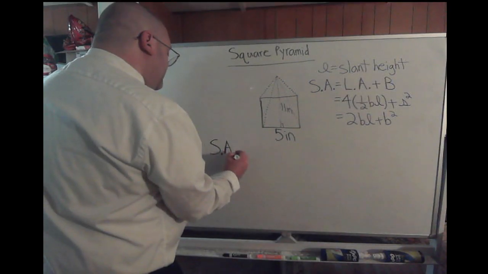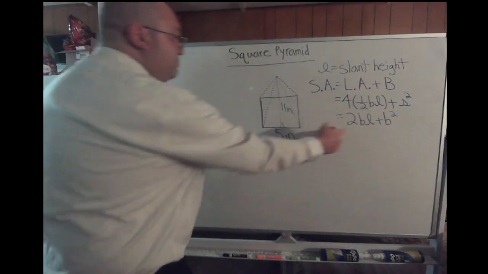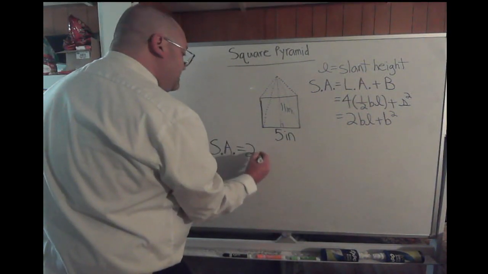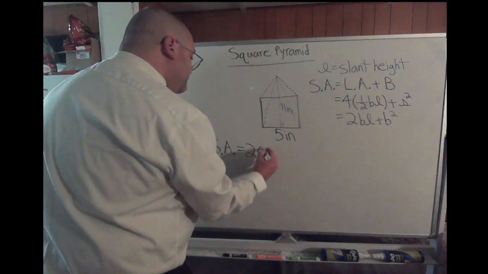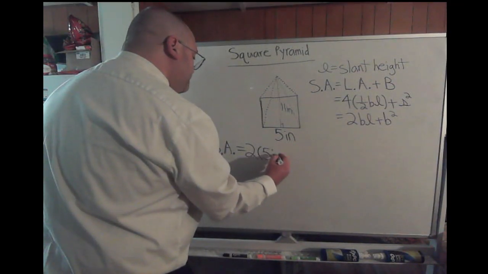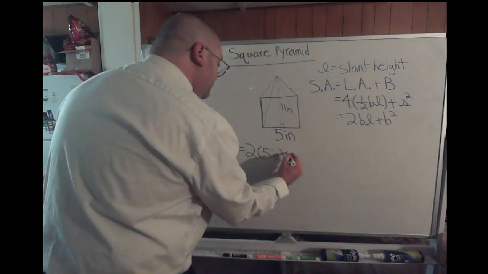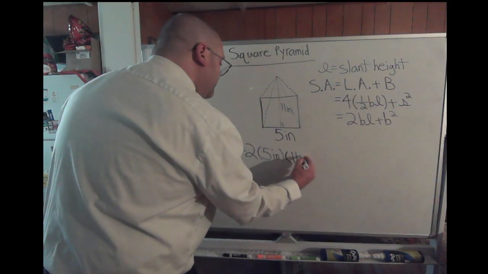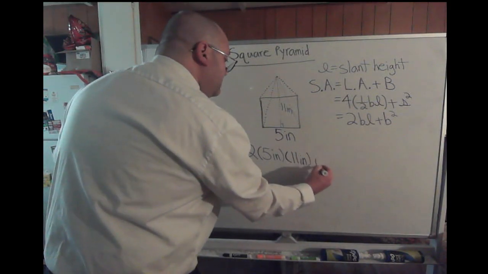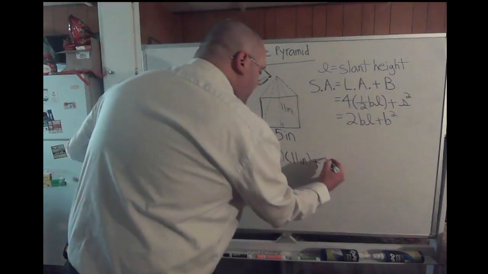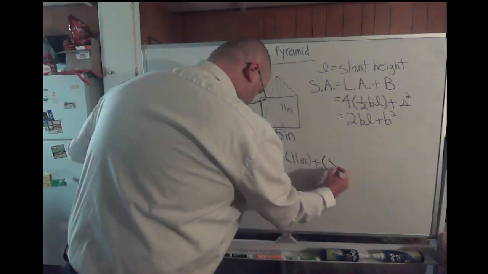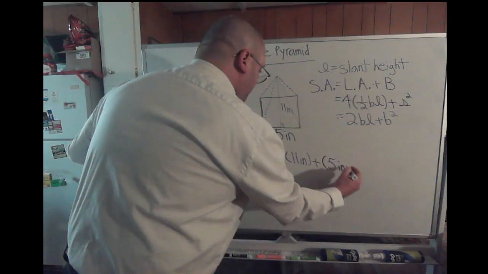So the surface area of this particular pyramid is going to be 2 times the length of your base, which would be 5 inches, times your slant height of 11 inches, plus the base of the triangle squared, or the side of the square squared.